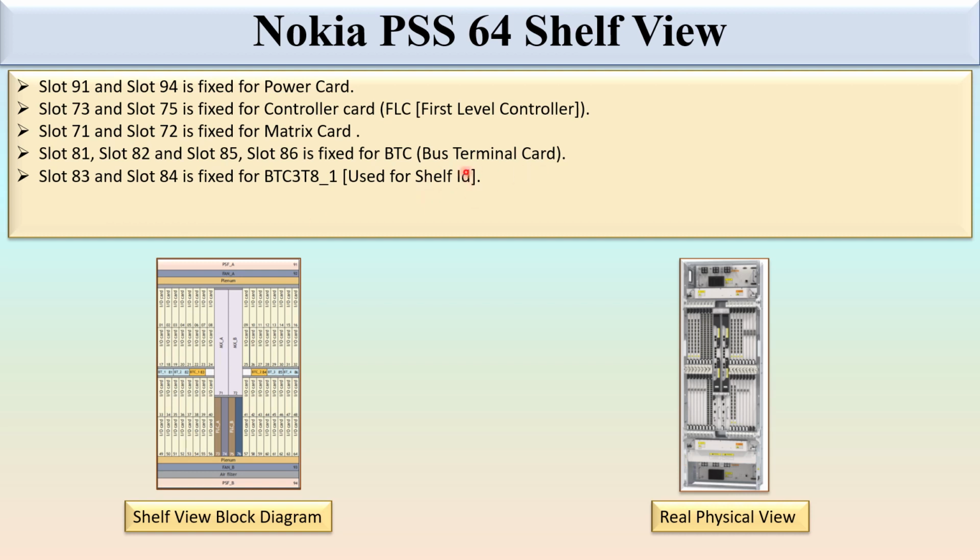3T8_1 used for shelf ID. 4 quadrants are fixed for input output cards. So in the picture you can see this is the first, this is second, this is third, this is fourth. These are the 4 quadrants. Slot 92 and slot 93 are fixed for the fan module.